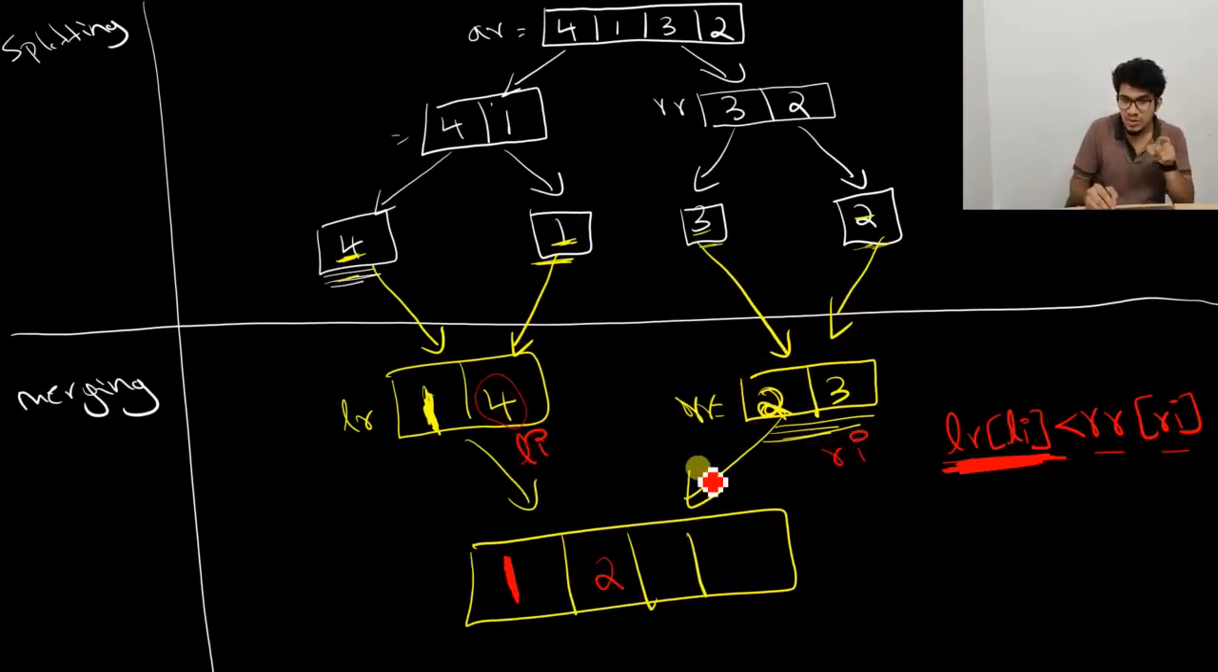Now, is Li smaller or Ri smaller? Ri is smaller. Yes, Ri, whatever is element 3 is stored here. Then Ri will increment. Now, only thing remaining is Li. So, that Lith element is added here and Li also will increment.